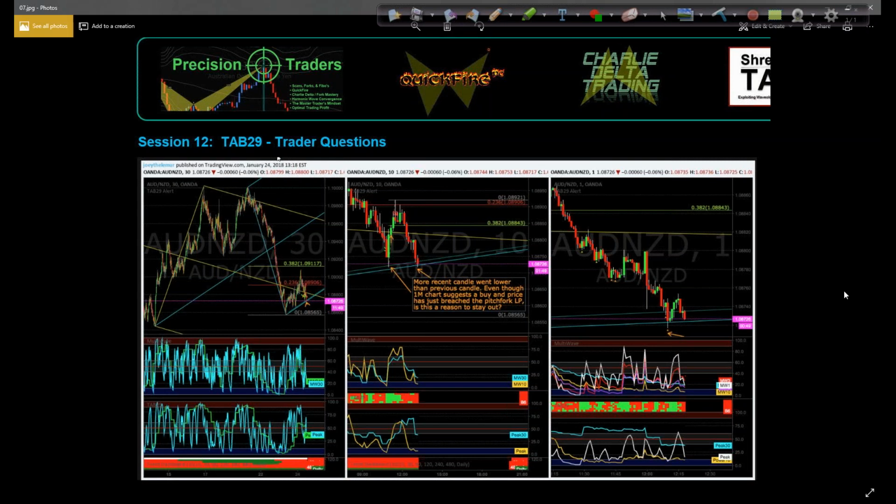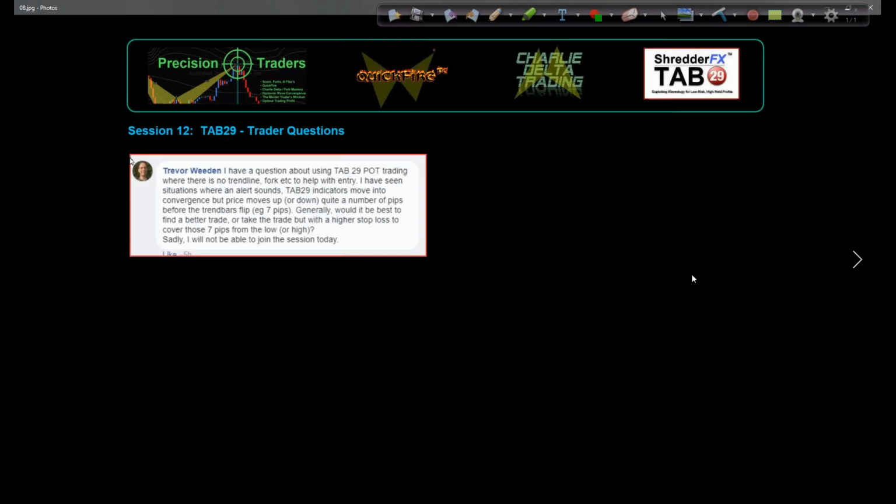Okay. Well, why can I not move on? There we go. Question about TAB29, pieces of 10 trading where there is no trend line, fork, etc. to help with entry. I have seen situations where an alert sounds, TAB29 indicators move into convergence, but price moves up or down quite a number of pips before the trend bars flip. Generally, would it be best to find a better trade or take the trade with a higher stop loss to cover those 7 pips from the lower high? What do you guys think? You be the coach. What do y'all answer to that question? So he's got a convergence and price moves 7 pips.